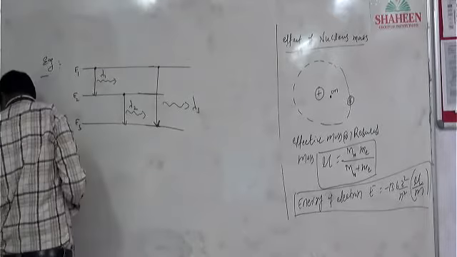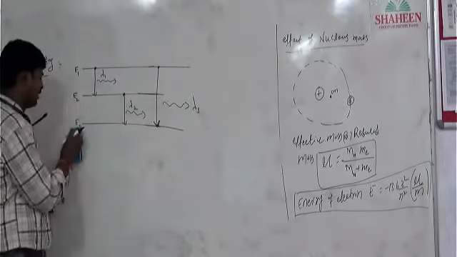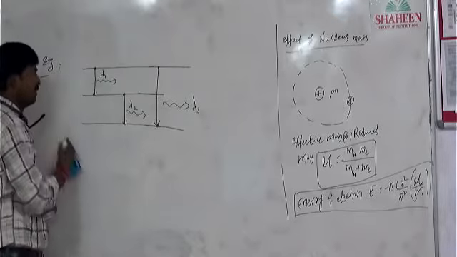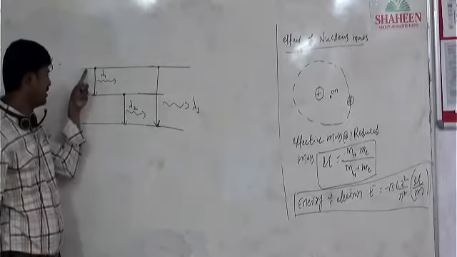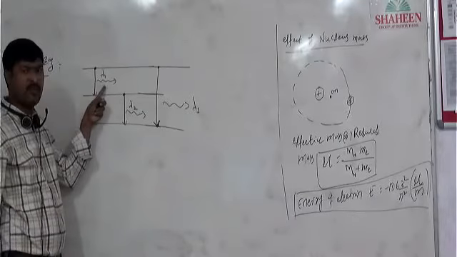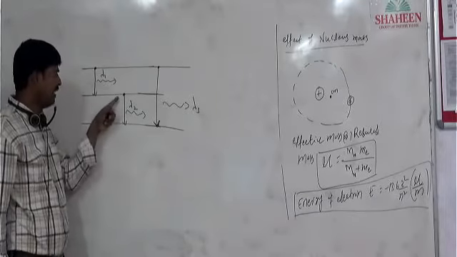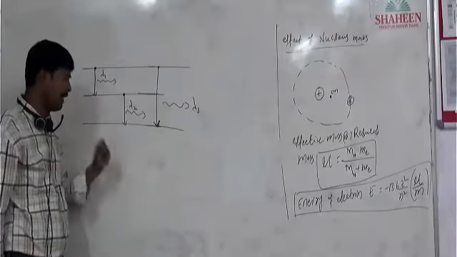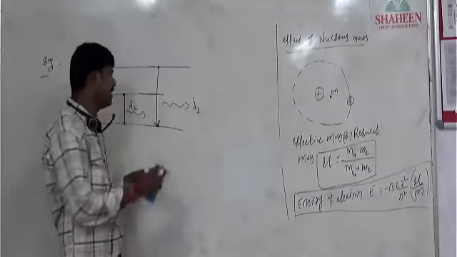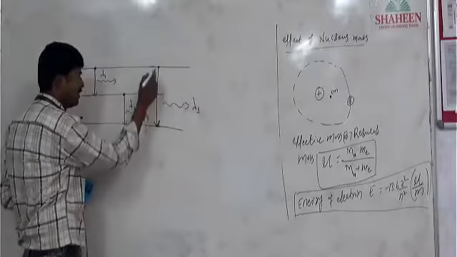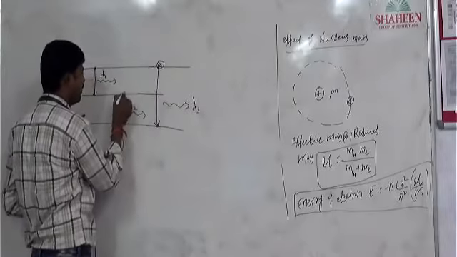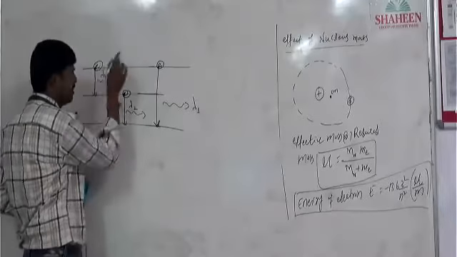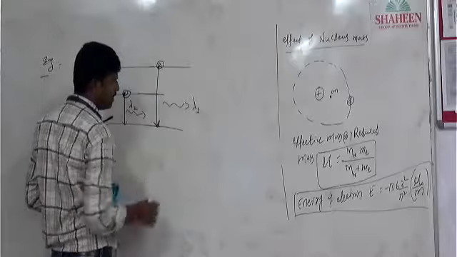So it jumps in that way. Assume that the electron is jumping from this energy level to here, releasing a photon of lambda 1 wavelength. The electron jumps from this energy level to this energy level, releasing a photon of lambda 2 wavelength. And finally, it jumps from this energy level to this energy level, releasing a photon of lambda 3 wavelength.